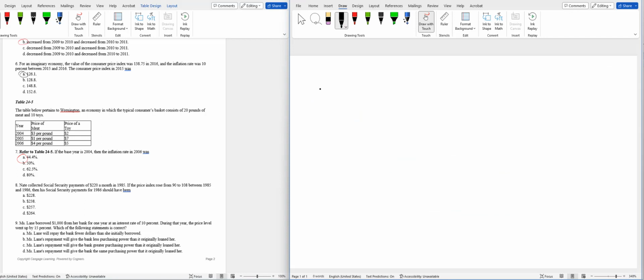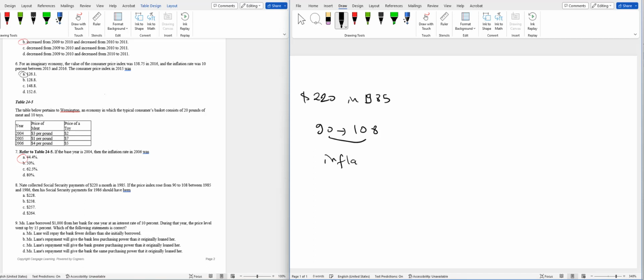Nate collected Social Security payments of $220 a month in 1985. If the price index rose from 90 to 108, so CPI rose from 90 to 108, then what is going to be the Social Security payments for 1986? So we need to find inflation here. This time we are given the CPI index, so we can't use the cost of basket.